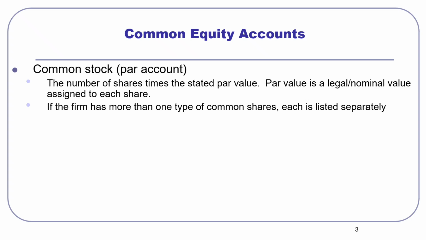Let's start with accounts that appear in the common equity category. The first one you'll see is called common stock, or sometimes called common stock par account. The dollar amount you observe in this account is the shares times the stated par value. The par value is a legal nominal value that's assigned to each share. Do not confuse par value here with a bond being issued at par. Also, firms on rare occasions can have more than one type of common shares, and if they do, each is listed separately.